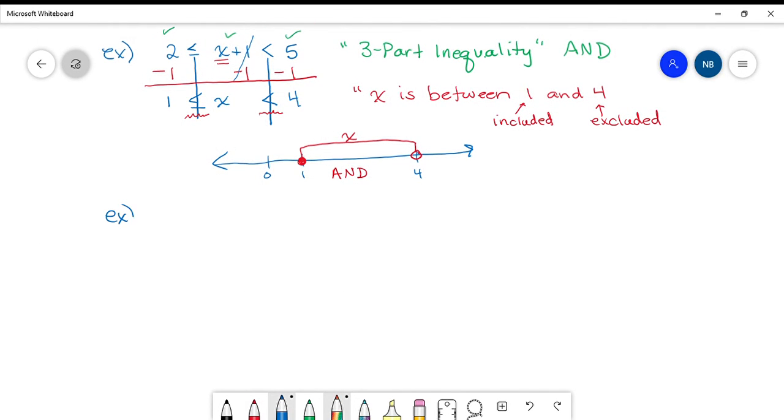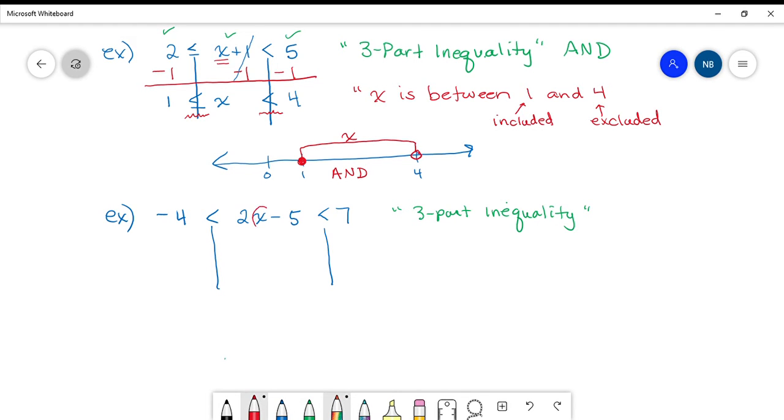Next example. We're going to solve and graph -4 is less than 2x minus 5, which is less than 7. Notice again, we have a 3-part inequality. This is the AND type again. We're going to draw lines at our inequalities. Remember, we're trying to get x by itself. So this is a 2-step problem here.